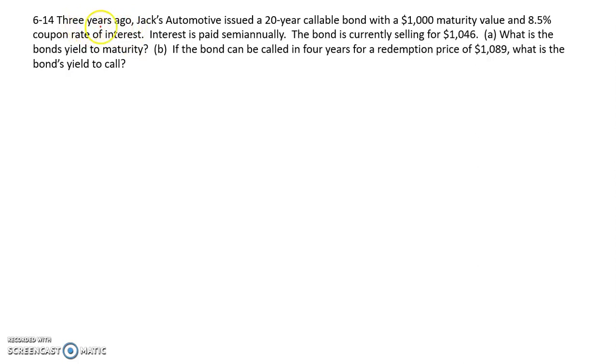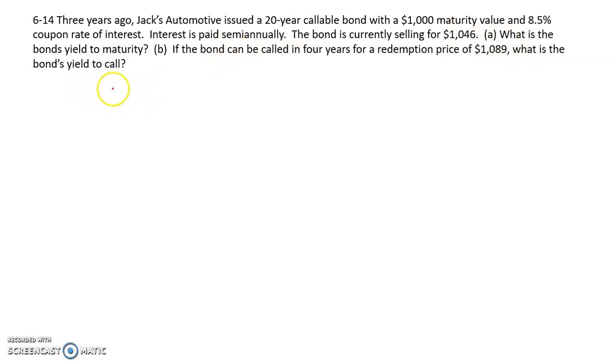So 3 years ago, Jack's Automotive issued a 20-year callable bond with $1,000 maturity value, 8.5% coupon rate of interest. Interest is paid semi-annually. The bond is currently selling for $1,046. So part A, what is the bond yield to maturity?